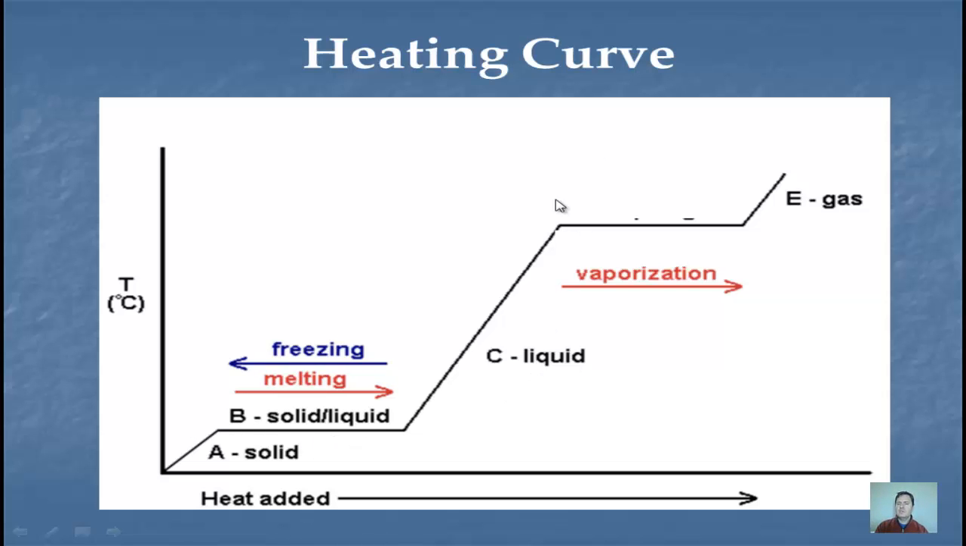Now this upper phase, when we go from a liquid to a gas, we call it vaporization. When we go from a gas to a liquid, we have condensation. So on this plateau, we have both liquid and gas.